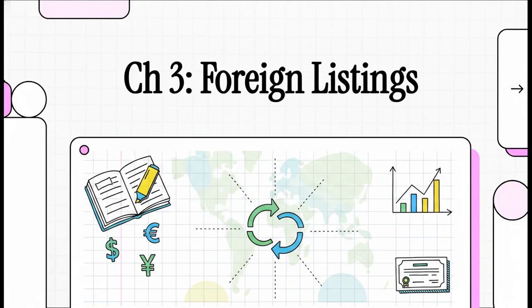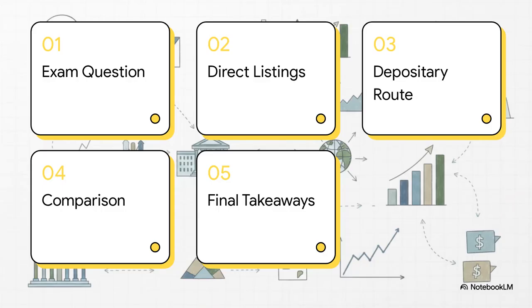Our focus today is Chapter 3, specifically navigating the fascinating mechanics of foreign listings. Now, I know the pressure's on as exam day approaches, and Chapter 3 can seem notoriously tricky, but it's actually fundamentally logical once you see the mechanics in action. By the end of this session, you are going to have absolute clarity. Let's get to work. Here's our final revision study guide.